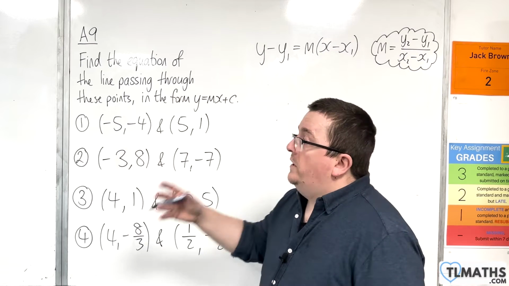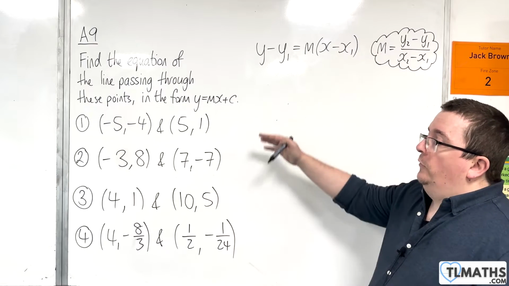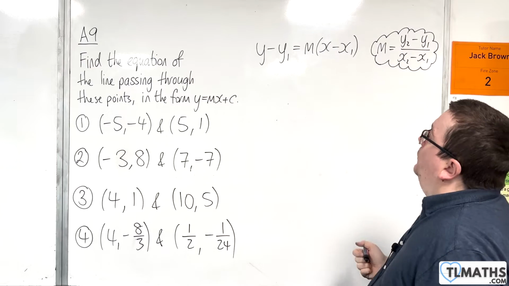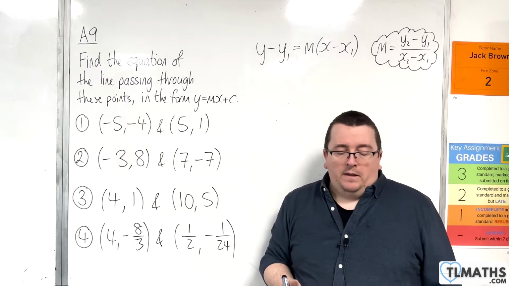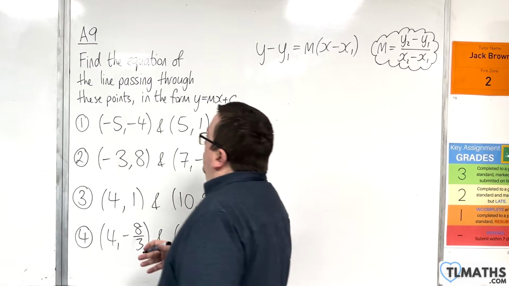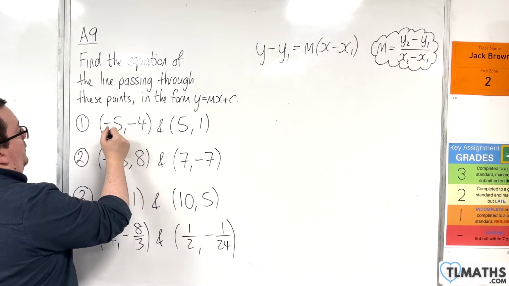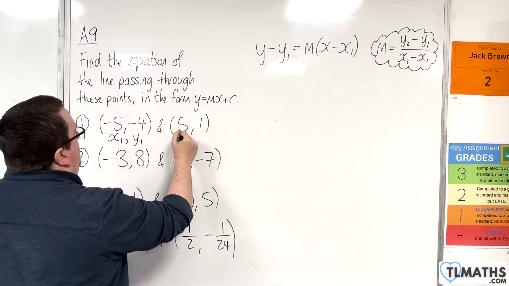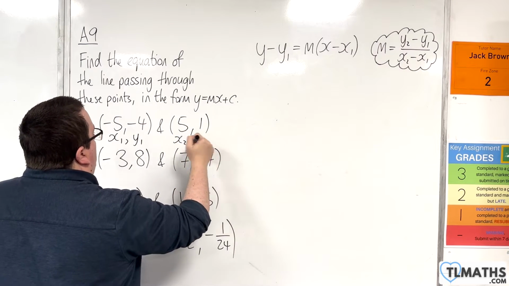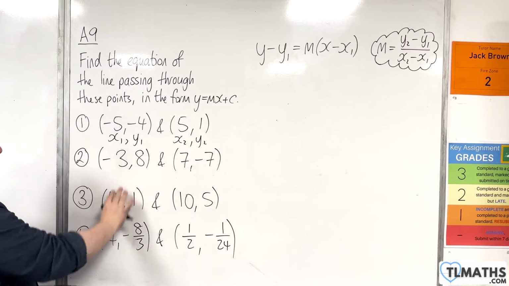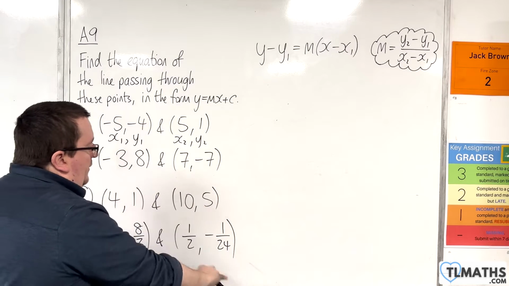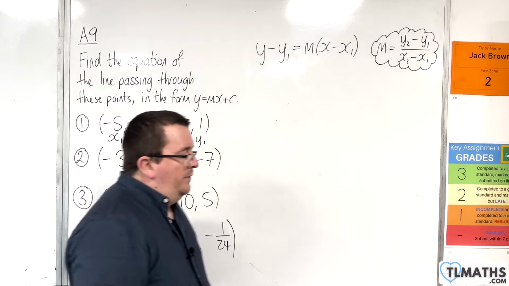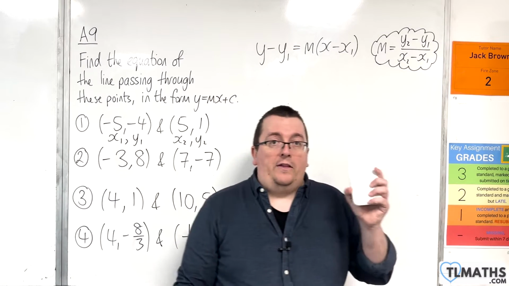So in this video, we're going to be finding the equation of the line that goes through these points, and we're going to be using y minus y1 equals m(x minus x1) to get there. First of all, we're going to be using the first pair of coordinates as x1, y1, and the second pair as x2, y2, throughout the questions. Now the numbers aren't going to get too nice, so calculators at the ready, okay?